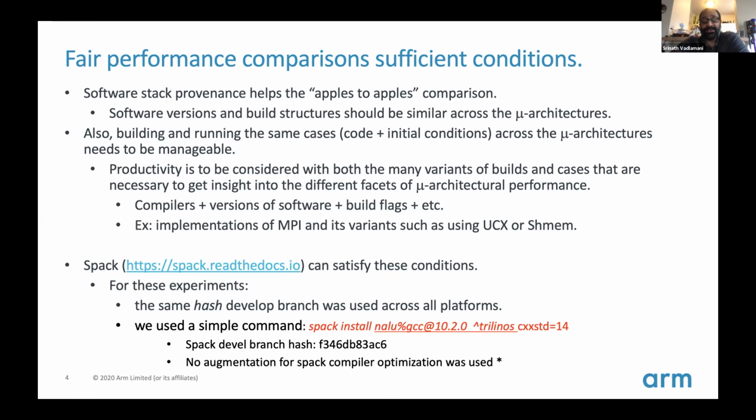So the solution that we've iterated toward is the use of Spack. And hopefully the community is familiar with Spack when it comes to high performance computing applications. It's definitely getting a lot of traction, and the more the community grows, the more robust Spack is going to be. So my usage of Spack for this type of comparison and future performance engineering effort is, one, I make sure that I'm using the same hash of the development branch of Spack when I do these builds across all platforms.